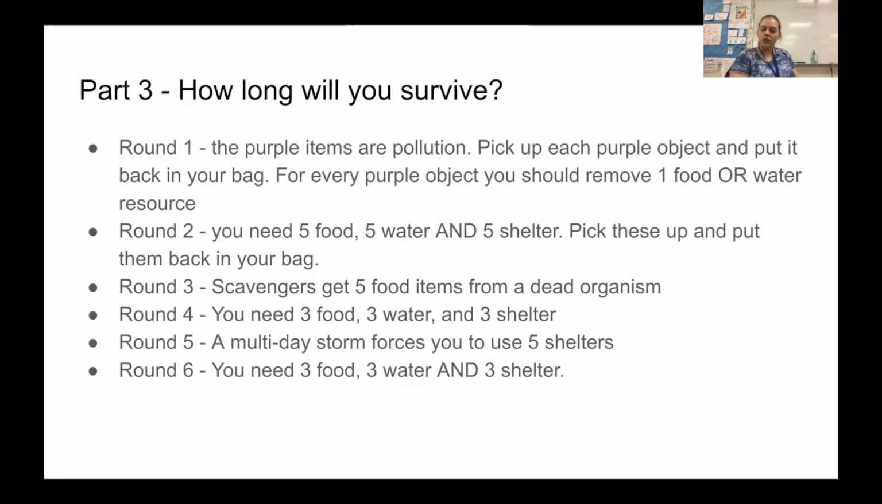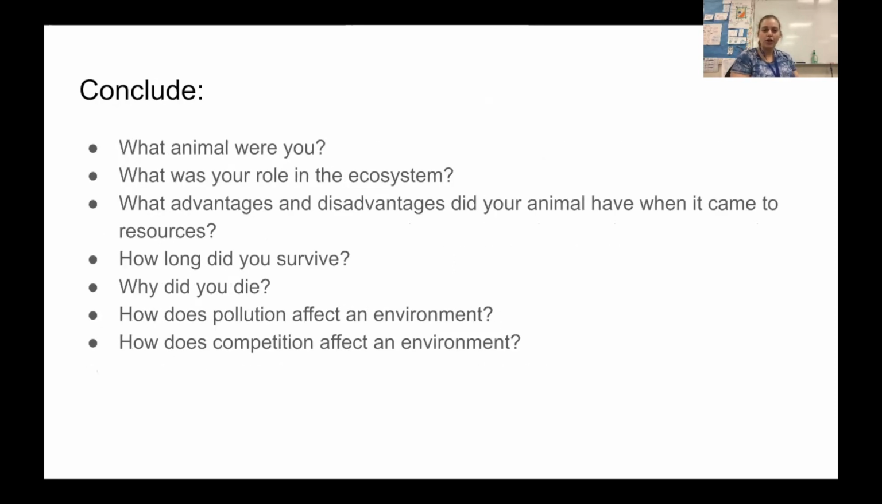There are some conclusion questions that I want you to answer. What animal were you? What was your role in the ecosystem? As in, what was your eating habit? Talk about your advantages and disadvantages. Think about what you were able to eat and what you were able to take from other people, maybe. Those would be your advantages and disadvantages in the food web. Tell me how long you survived, how many rounds, and what it was that killed you in that round.